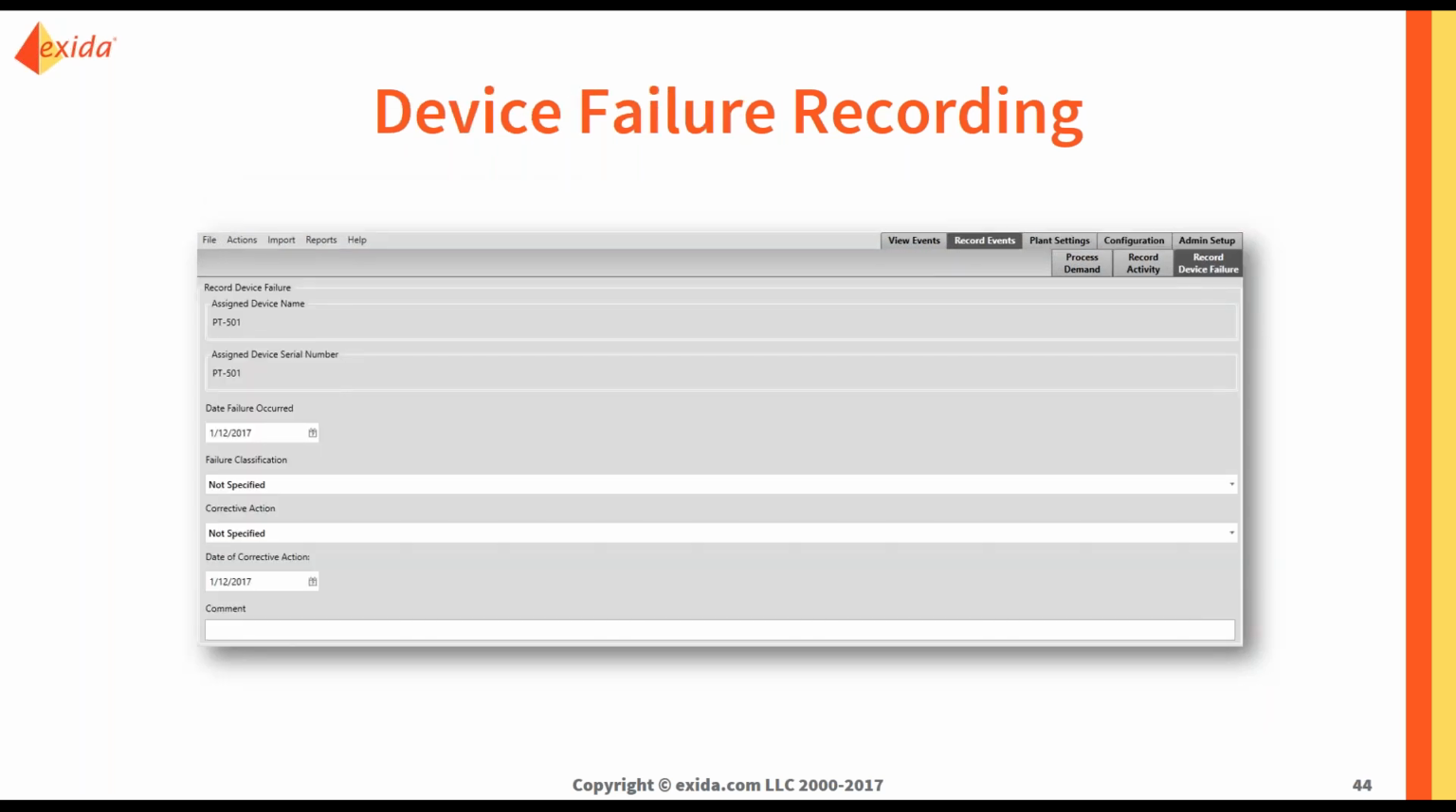Similarly, you can do device failure recording. You simply choose your device, choose the address, select the date that it recorded, and put in any failure information in there. What's the failure classification? What is the corrective action? Did you replace, refurbish? What date did the corrective action happen, etc. And then any comments that you need.